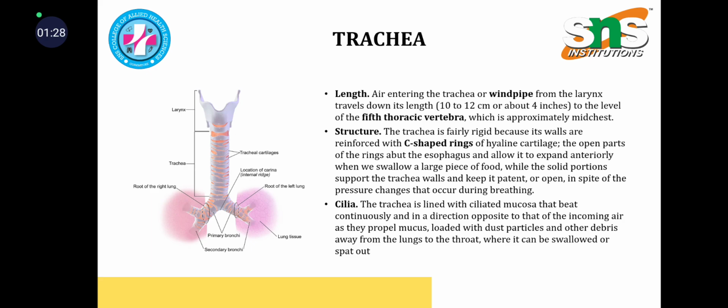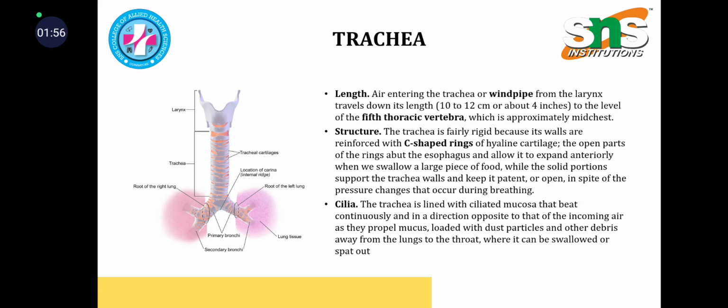Trachea. Length. Air entering the trachea or windpipe from the larynx travels down its length of 10 to 12 centimeters, or about 4 inches, to the level of the fifth thoracic vertebra, which is approximately mid chest. Structure: the trachea is fairly rigid because its walls are reinforced with C shaped rings of hyaline cartilage.